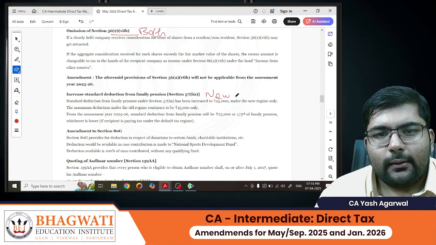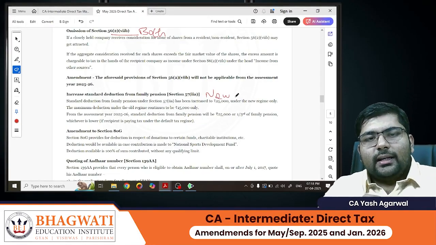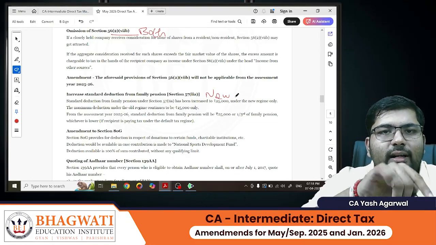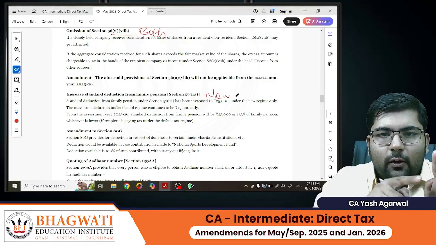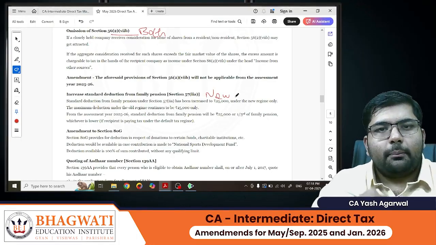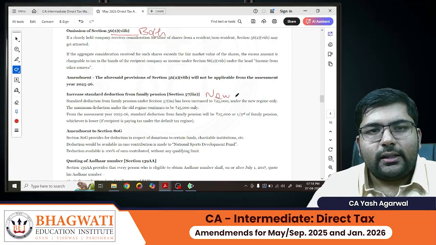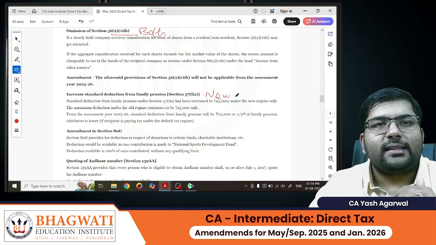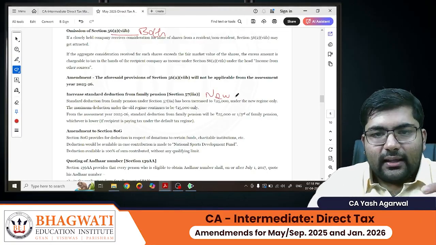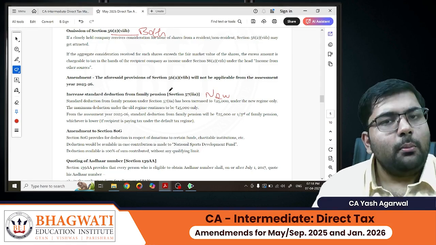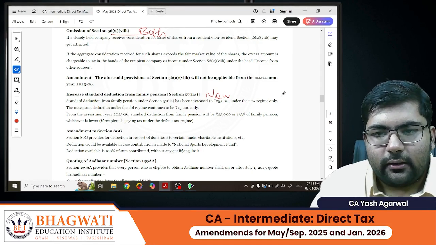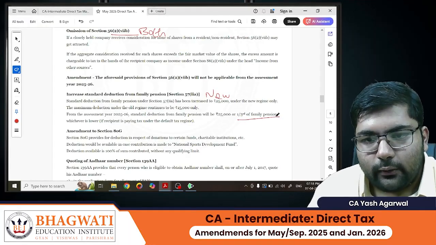new regime. Okay, section 57 allows a deduction from family pension. Family pension means pension received by the family of the deceased ex-employee, the former employee in whose work the pension is being earned. When such pension is received not by the assessee, because he has deceased, but by the family of such assessee, then that is called family pension. From this family pension, a standard deduction of one third of the family pension is allowed.